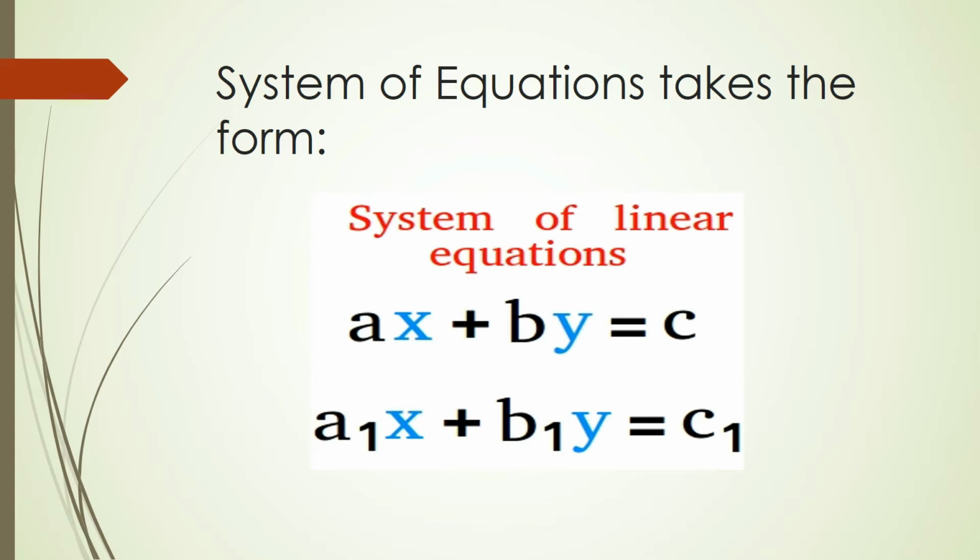This system takes the form of a 2 by 2 matrix. So we have two variables and two constraints, or two equations.